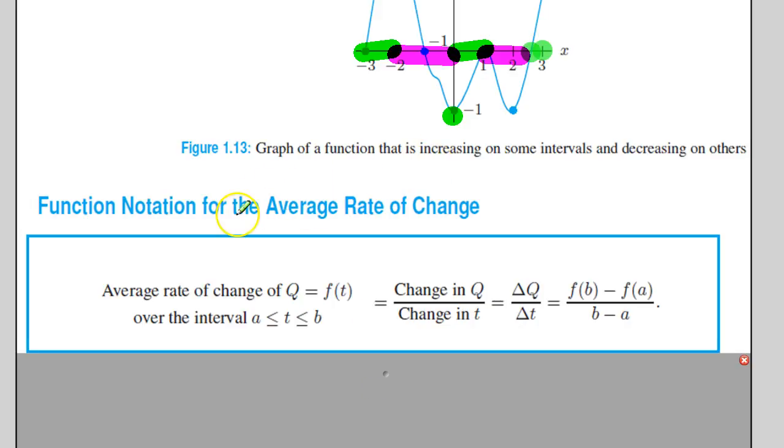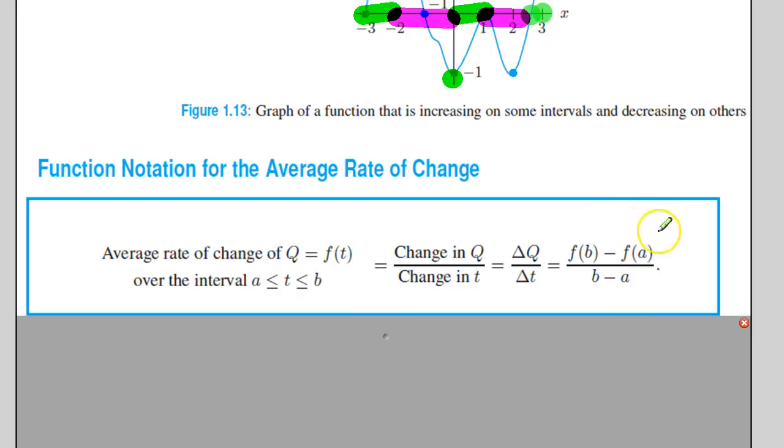As we saw earlier, the average rate of change is change in Q over change in T, or delta Q and delta T. And in this case, since Q is equal to f of t and the interval is from A to B, then the change in Q can be represented by f of B minus f of A, and the change in t can be represented from A to B, which is B minus A. So both of these mean the exact same thing, and this will be a very important expression when you get into calculus as well.